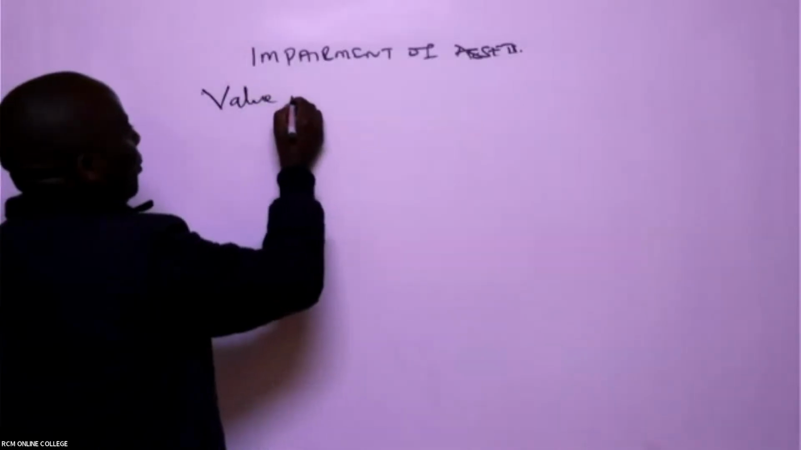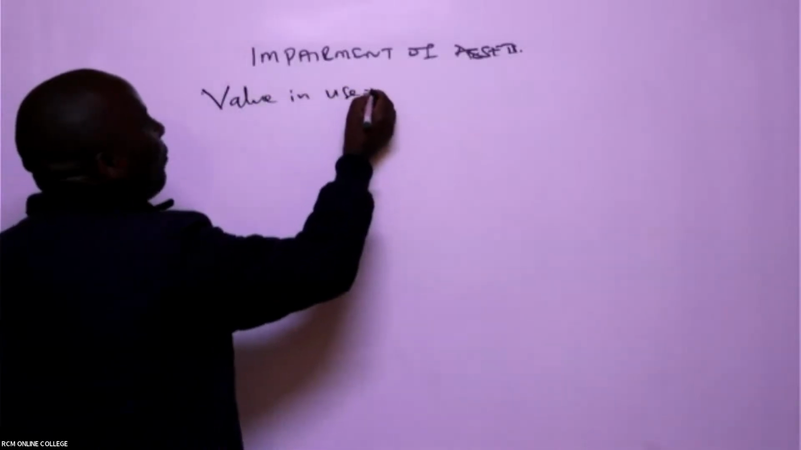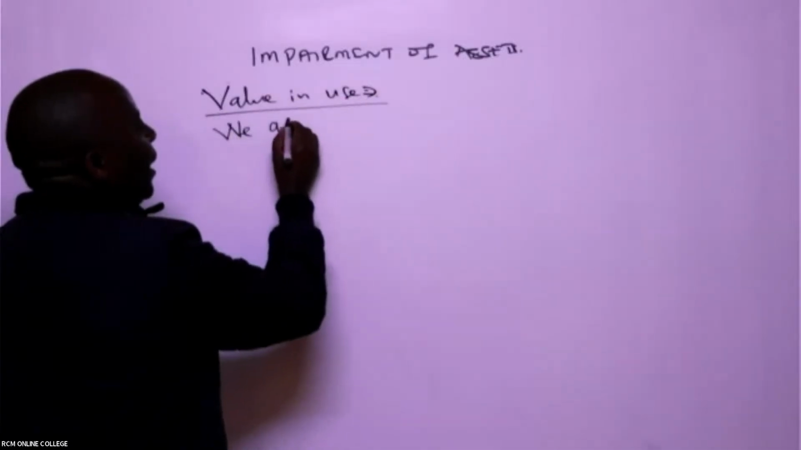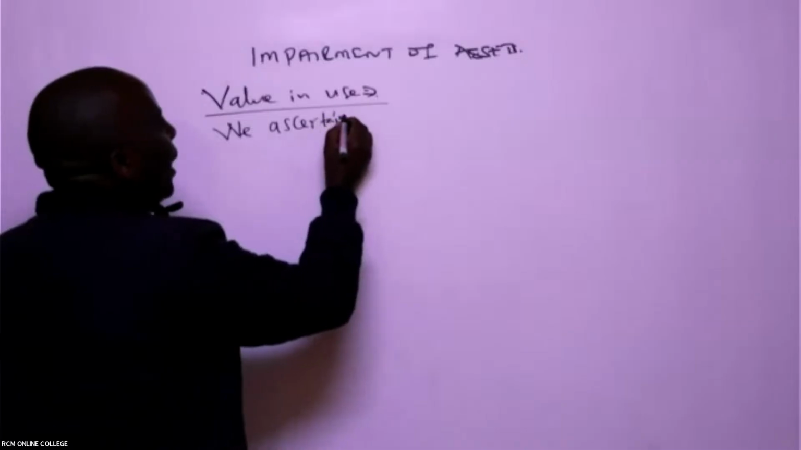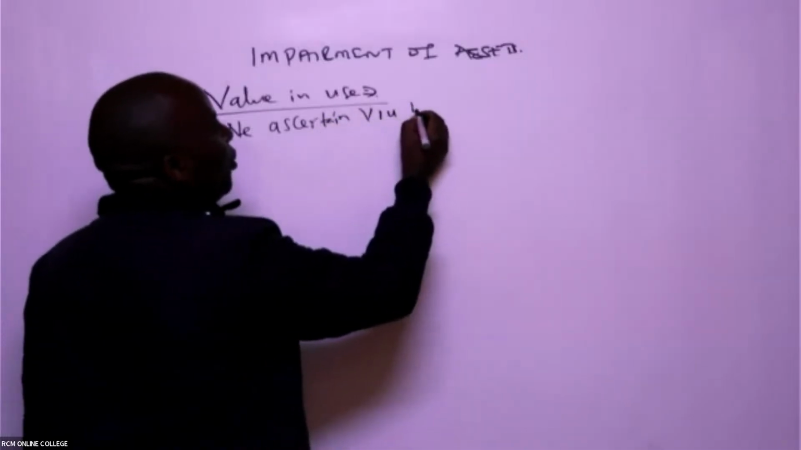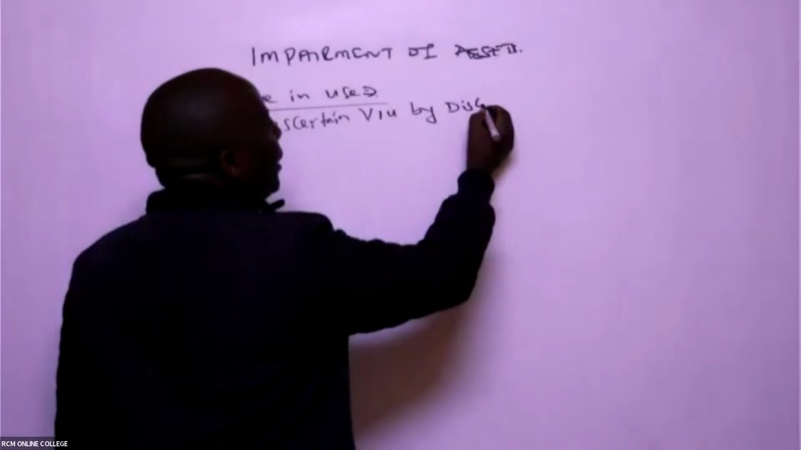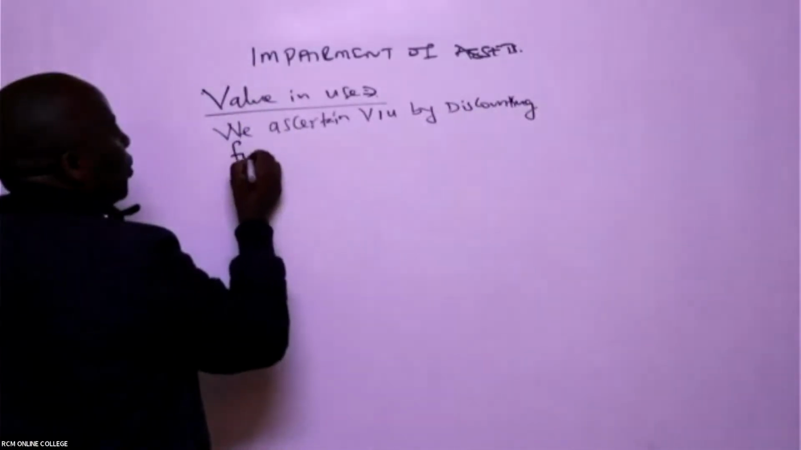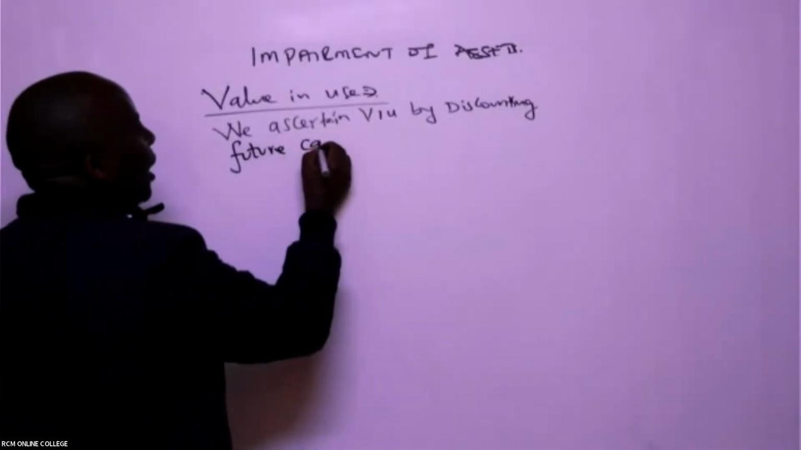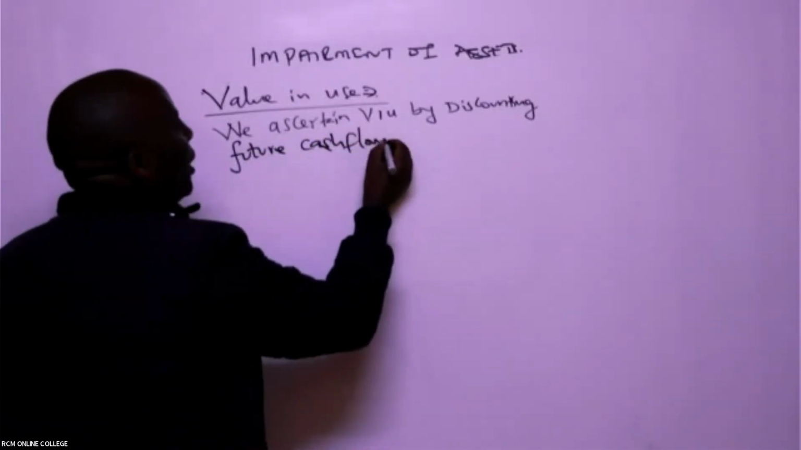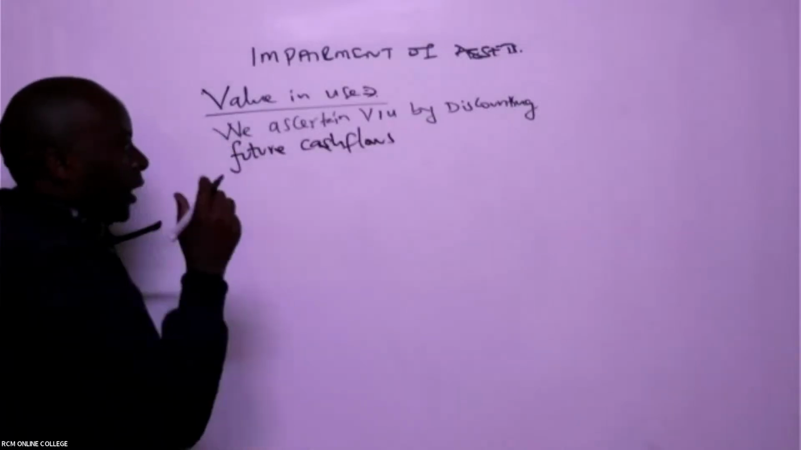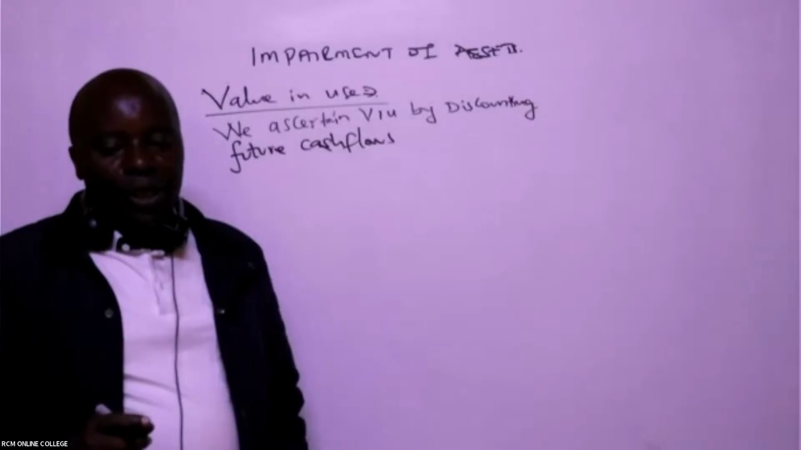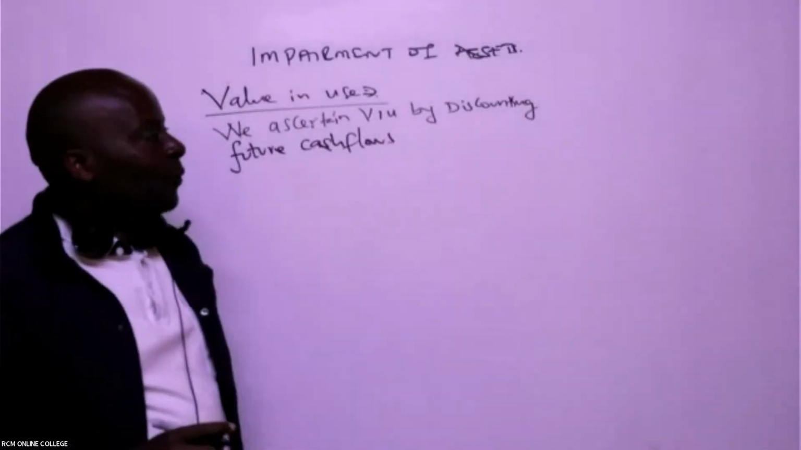So we have here value in use. Remember, we ascertain value in use by discounting future cash flows.